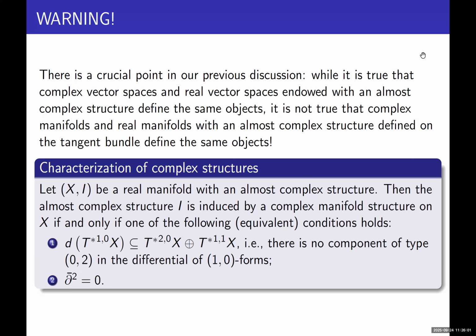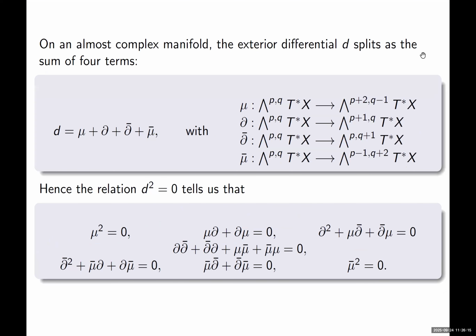And this is dramatic for the theory, since if we want to deal with almost complex manifolds, not necessarily complex manifolds, then we must deal with the problem that d now splits into the sum of four parts, not just two. We have del and del bar as before, but then mu and mu bar appear, which at first seem to have a strange behavior on the bidegree. It raises p by 2 and lowers q by 1.